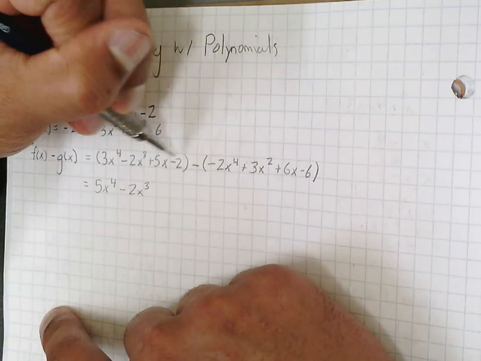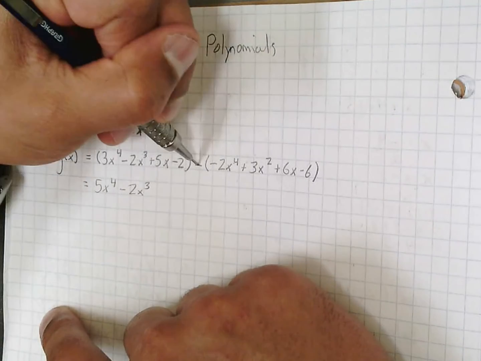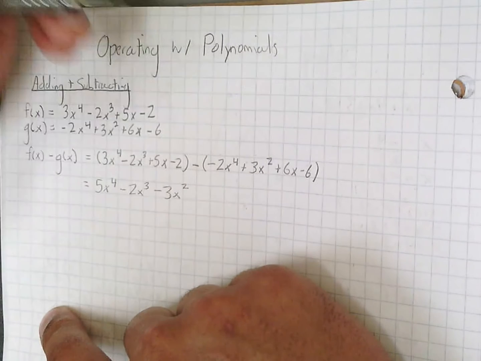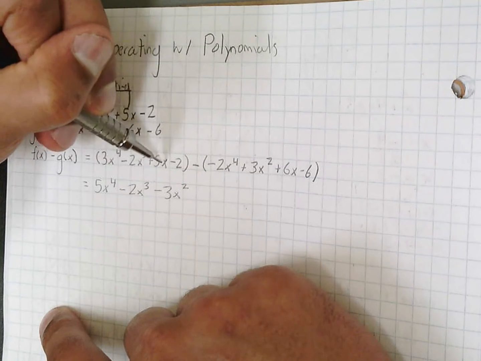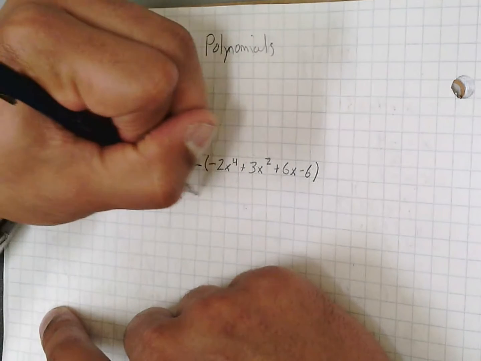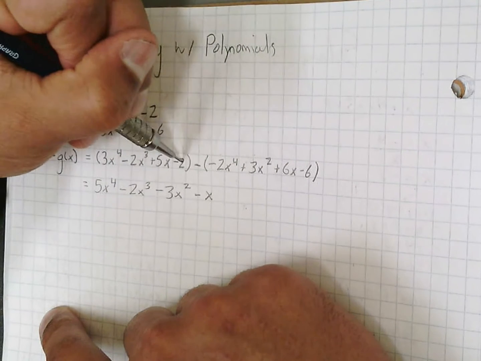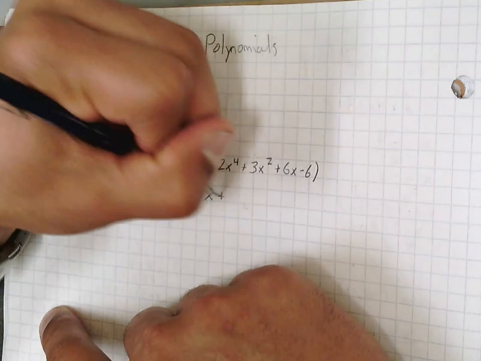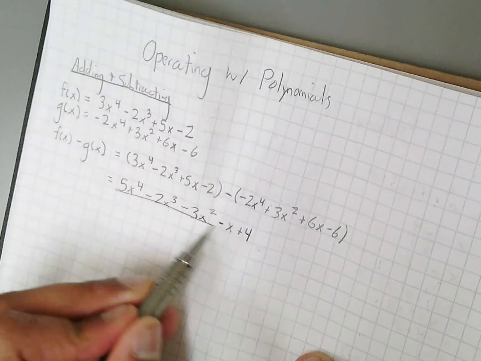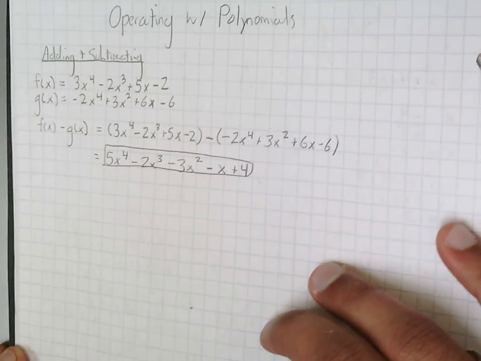Do I have any x squareds? Not in the first polynomial, but I do in the second polynomial. So it's minus 3x squared. Now x to the first. I have a 5x to the first minus 6x to the first. Well, 5 minus 6 is minus 1, so that's negative x to the first. And then my constant terms, negative 2 minus negative 6 is positive 4. There we go. We've combined all of our like terms, so I go ahead and box my answer. I subtracted my two polynomials.